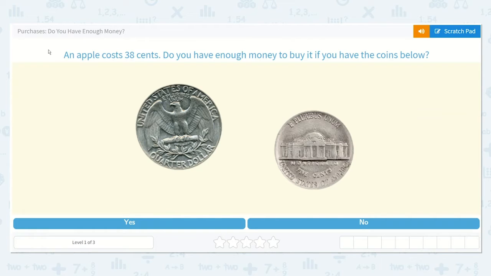Let's take a look at the lesson. Purchases. Do you have enough money? It says, an apple costs 38 cents. Do you have enough money to buy it if you have the coins below?